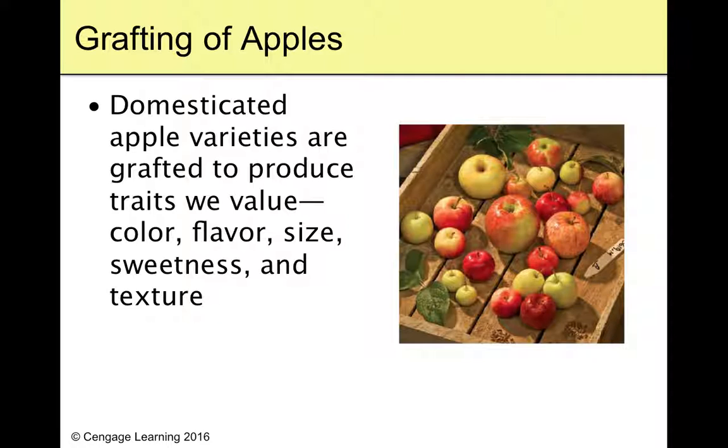And one really cool example of vegetative propagation is grafting. Apples are super tricky because most of the apples you grow from seeds, you can't eat. They're completely unpalatable. But you can take a good apple that you know is edible, and you can graft that branch onto an existing apple tree. And if the graft takes, it will support that branch, and that branch will grow good apples. And so domesticated apple varieties are grafted to try to produce the traits that we value, like color, flavor, size, sweetness, and texture.